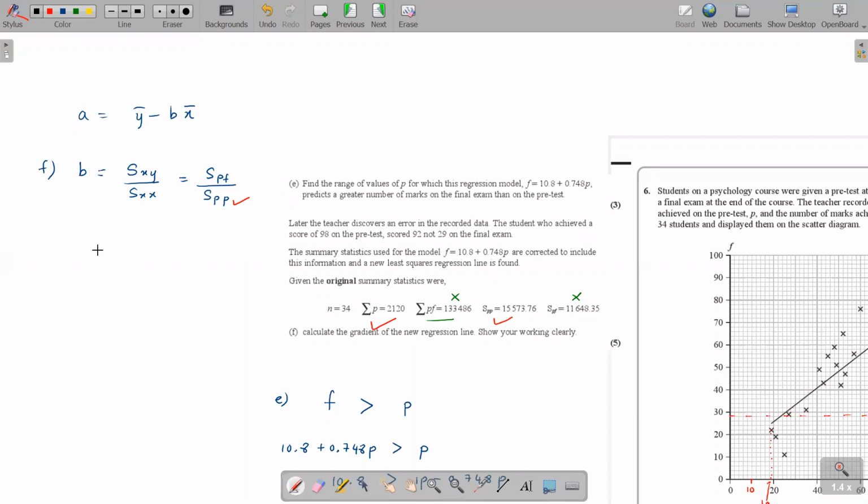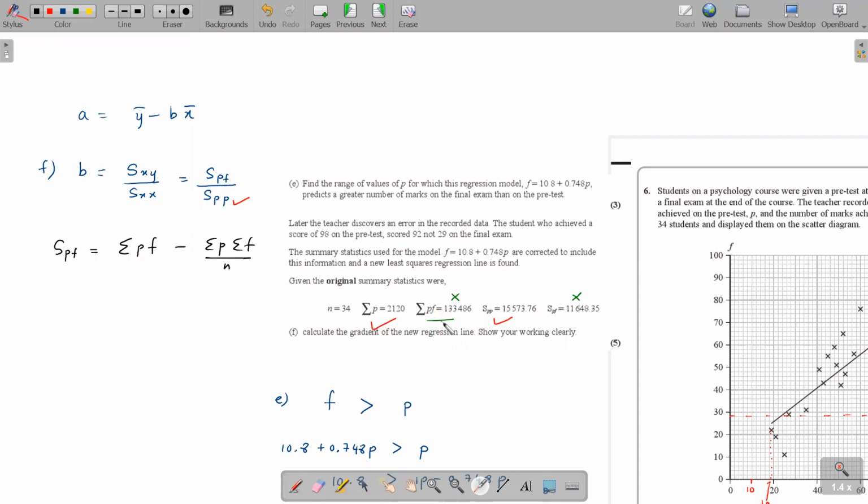Okay, how do I find the SPF? Can you all tell me the SPF equation? The SXY equation, right? So it's sigma PF minus sigma P into sigma F over N. This is the equation, right? So I have to calculate some things here newly. Sigma PF should be found and sigma F should be found. Are you guys with me? Now, let's get the sigma PF here.